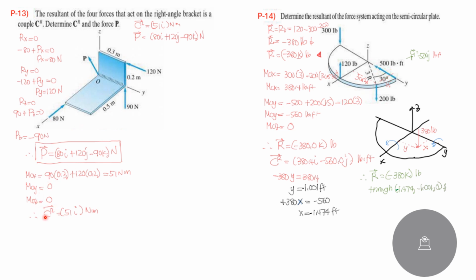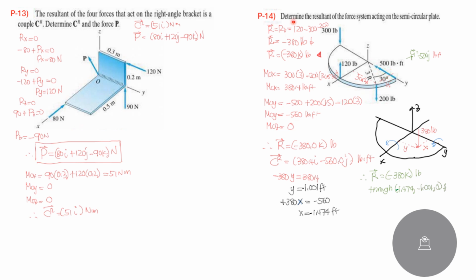So in vector form, because this is the resultant, that's boldface, so it's a vector, it is equal to 51i newton meter. So these are the answers. That's P and that is the resultant couple.